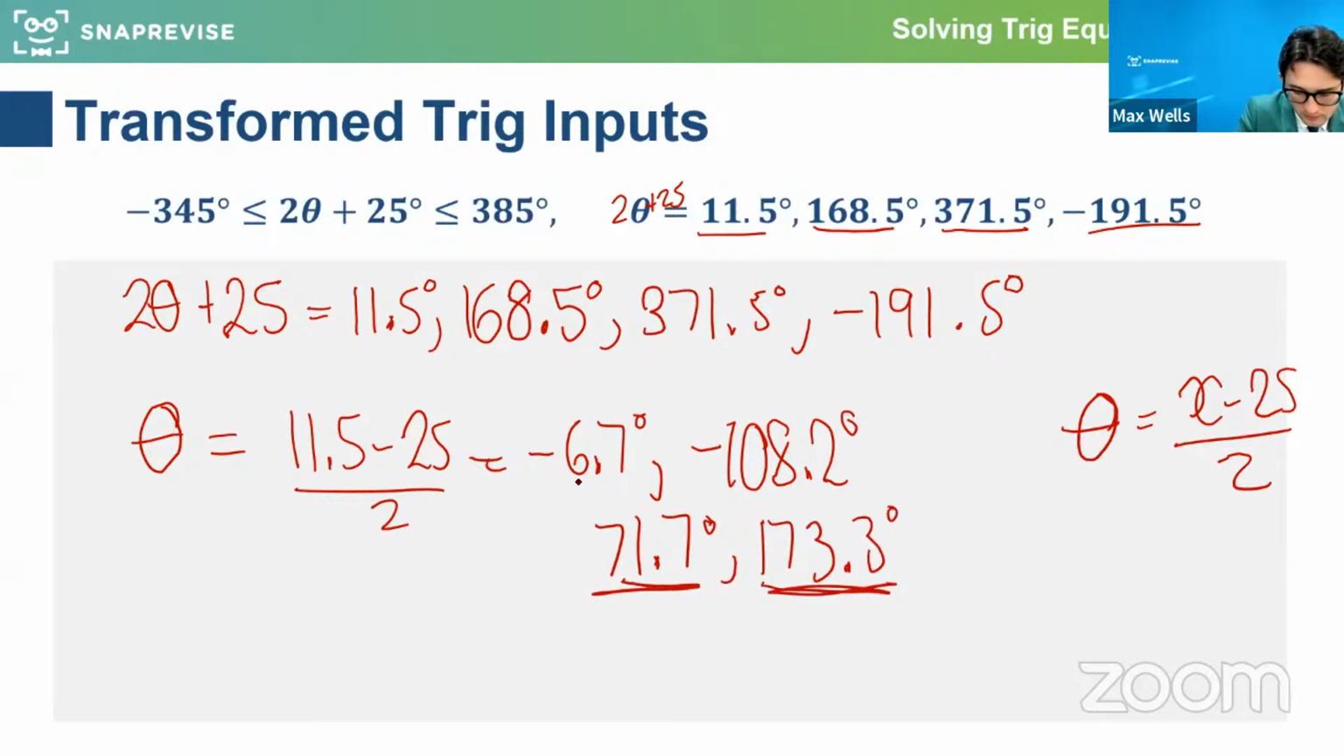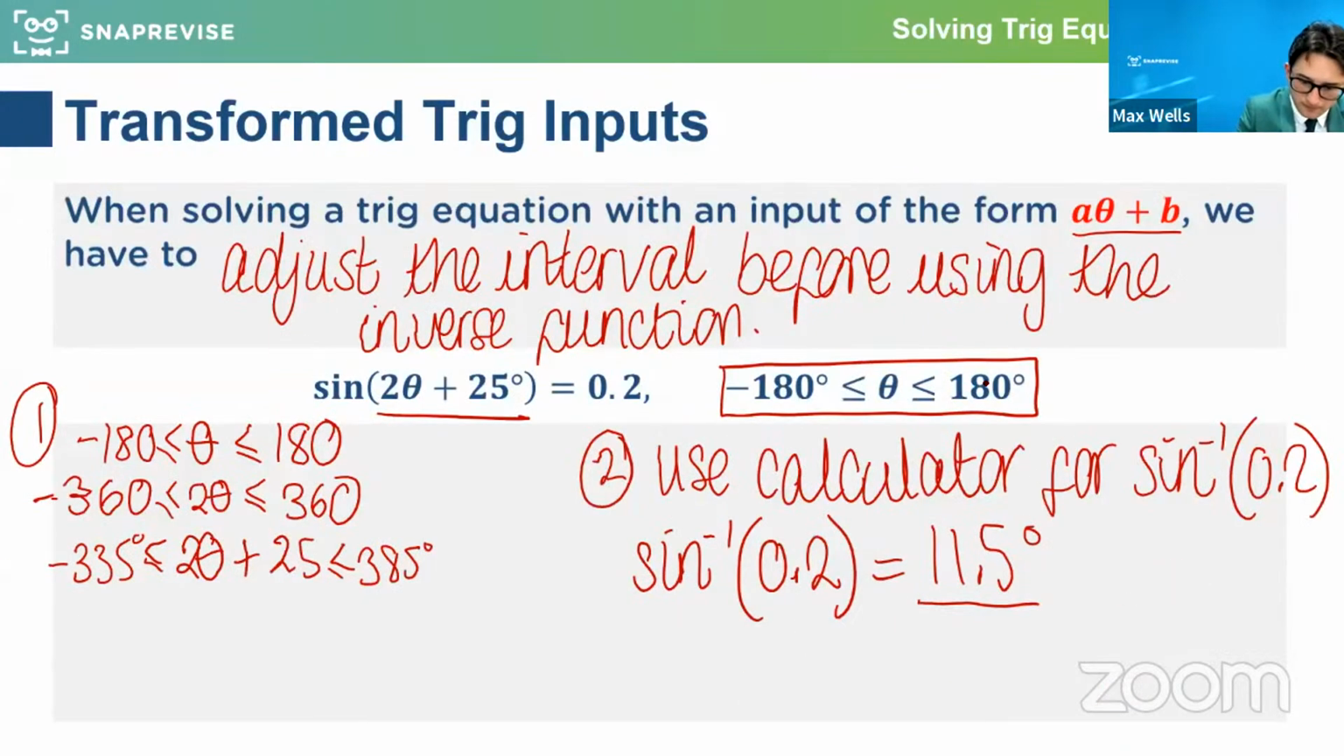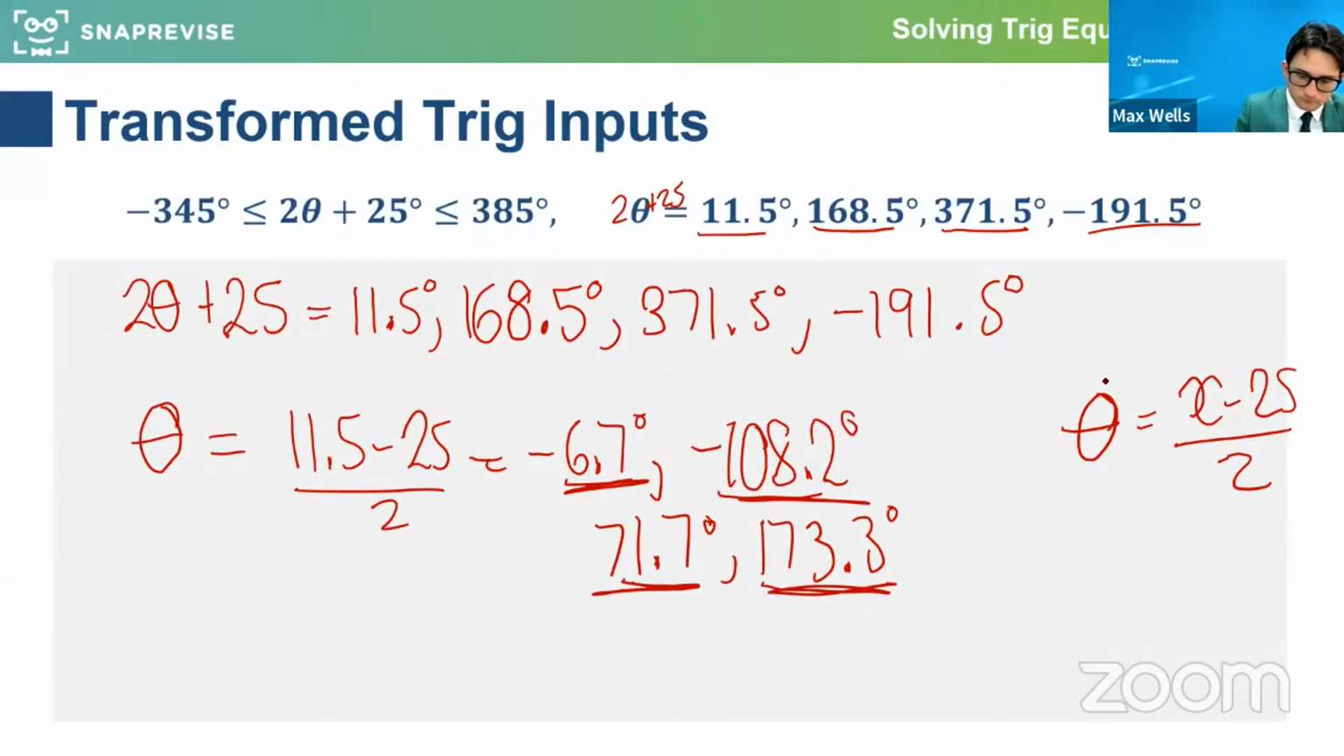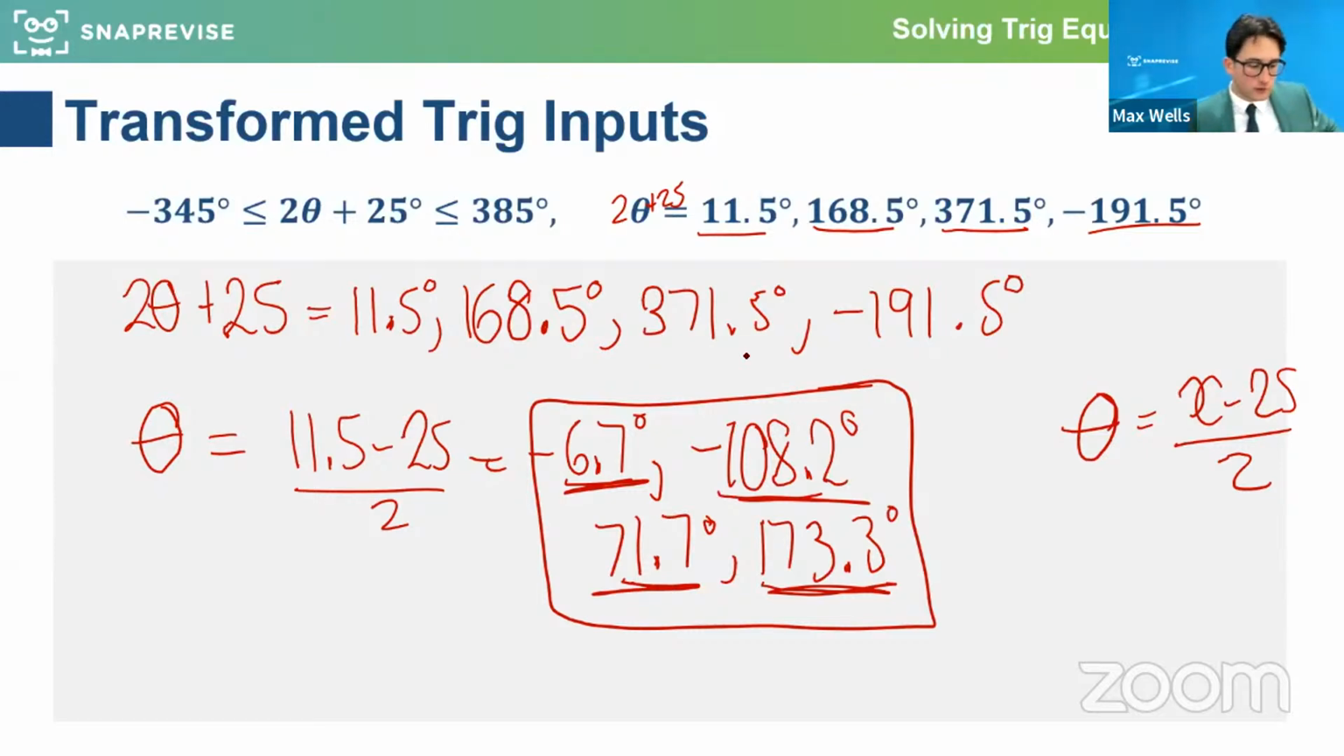Now what we should notice is all of these are back in the original range of minus 180 to 180. So they're all valid. Now, if we'd have just taken off the 25 from the 11.5 and halved it, we would have not found all of the others. That's why we had to extend the range to make sure we collected all 4 answers before we transformed it back. So that was really actually quite important. Well done.